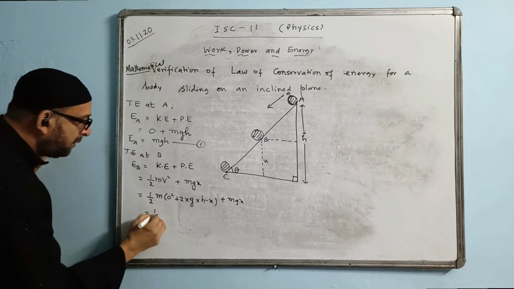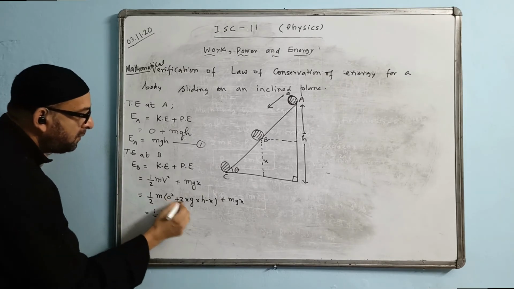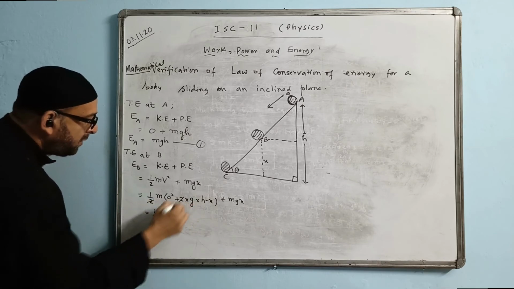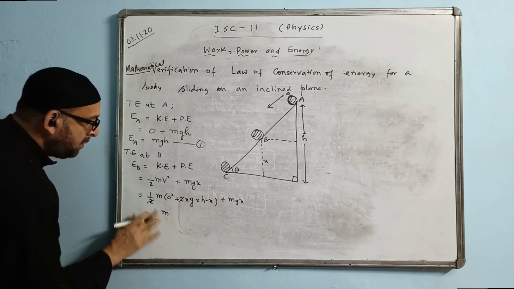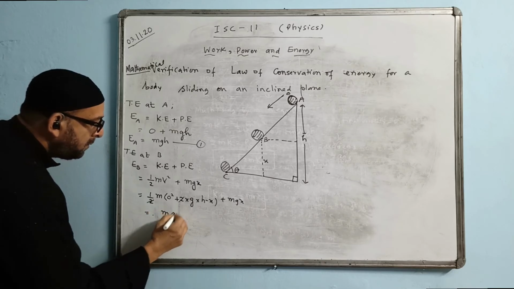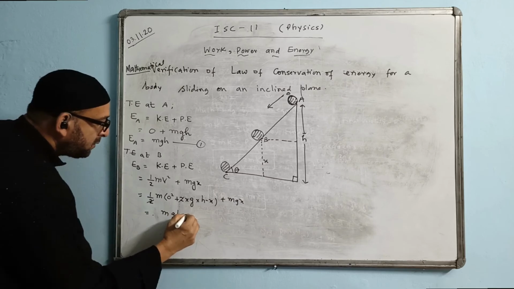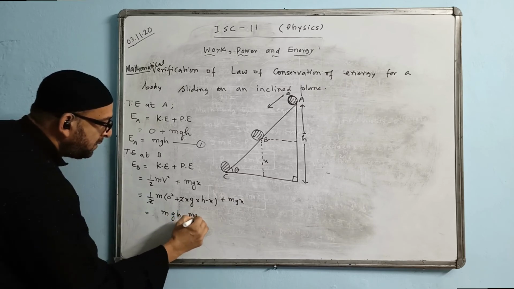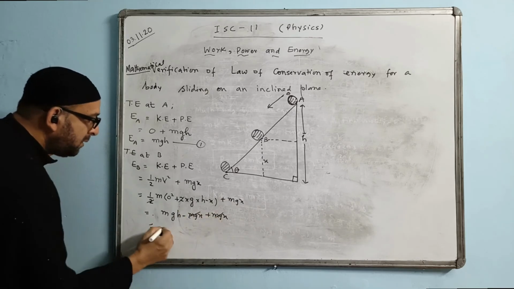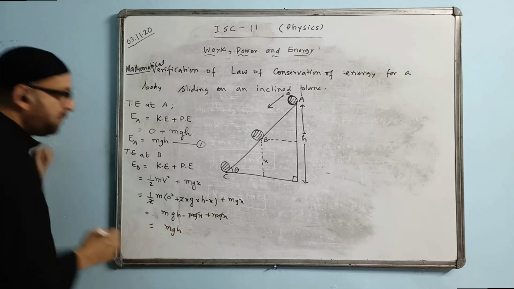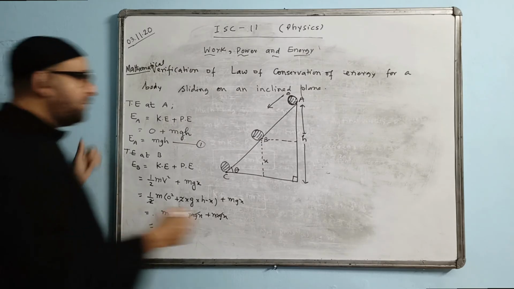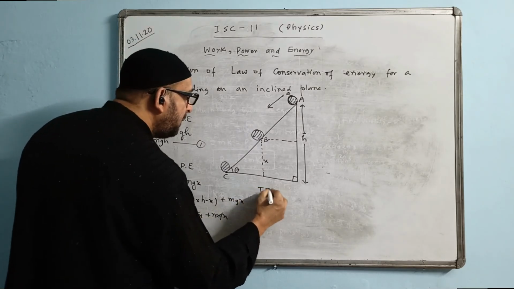Let us continue with this. The m will go here. You can cancel 2 and 2. We get mgh minus mgx plus mgx. These two cancel, and the answer remains mgh. That's the answer. Now we are doing the total energy at C.